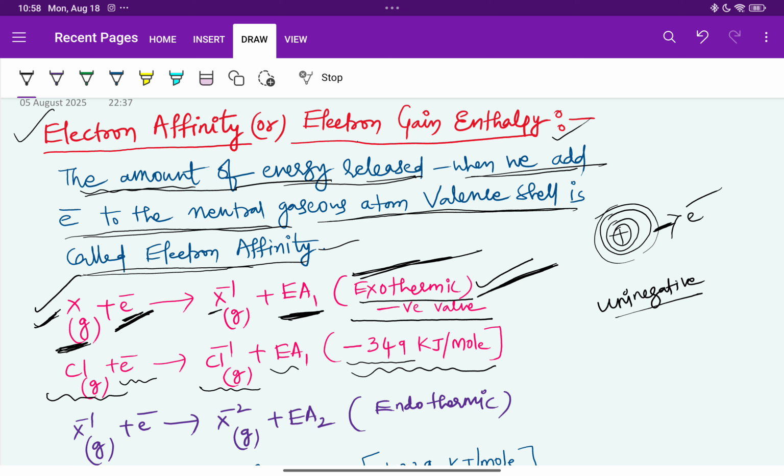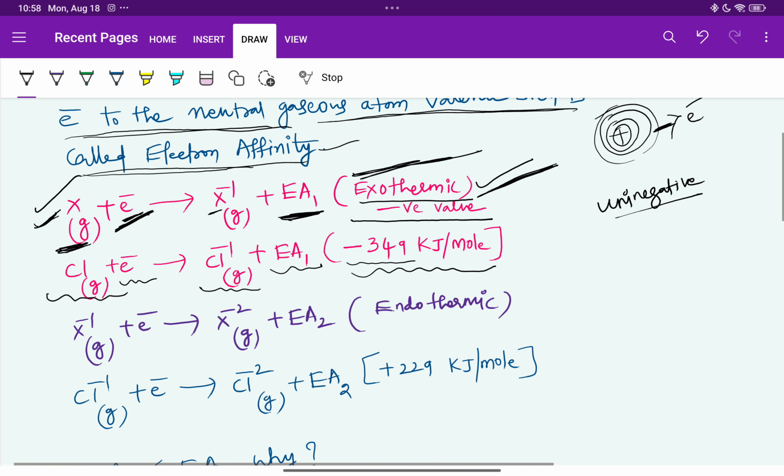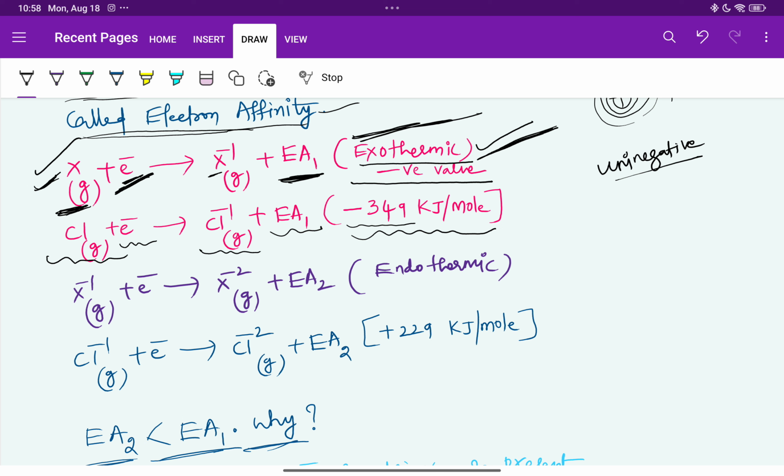So this is about EA1. You are adding the first electron to the neutral gaseous atom. Then similarly you have EA2, the second electron affinity also. So you need to take X minus 1, which is nothing but the uni-negative ion. You take the uni-negative ion and add one more electron to it. Then you get X minus 2, which is known as a di-negative ion. And here also some amount of energy is released, but very little, negligible.